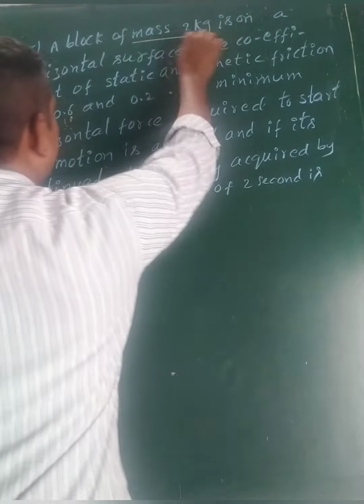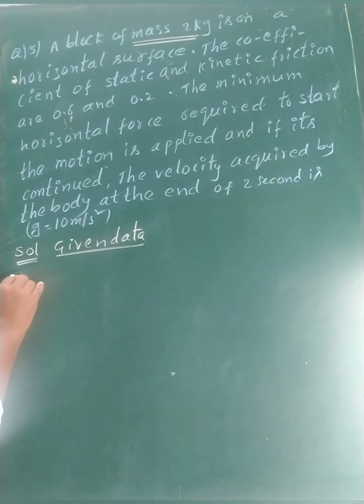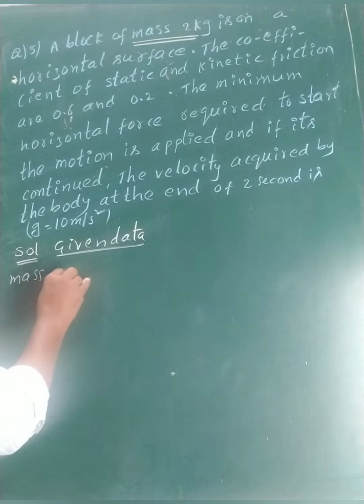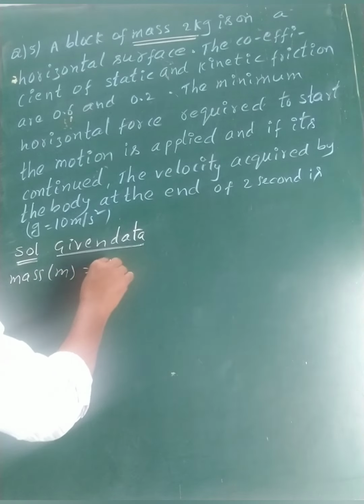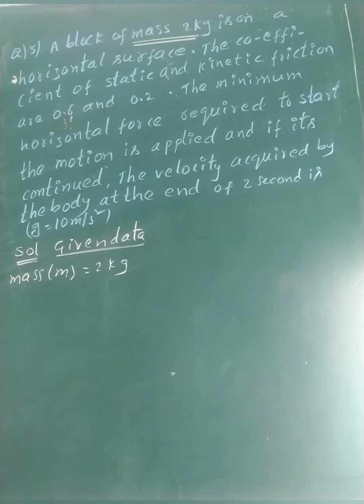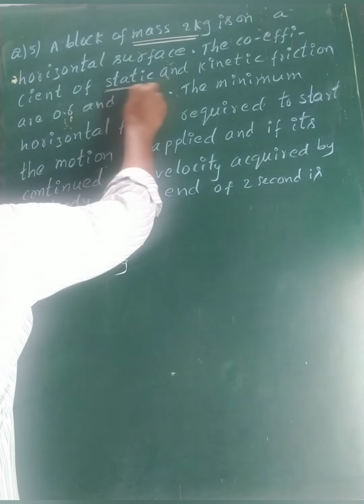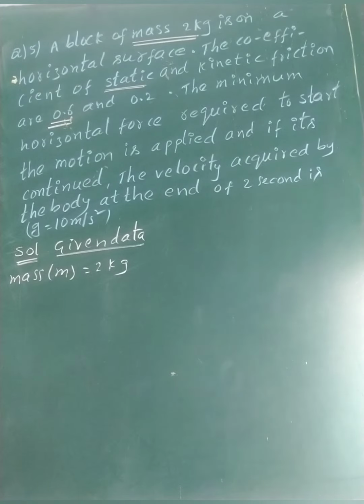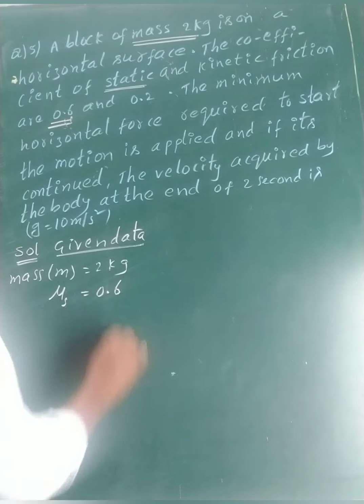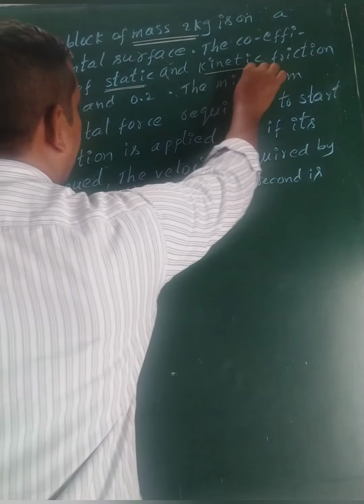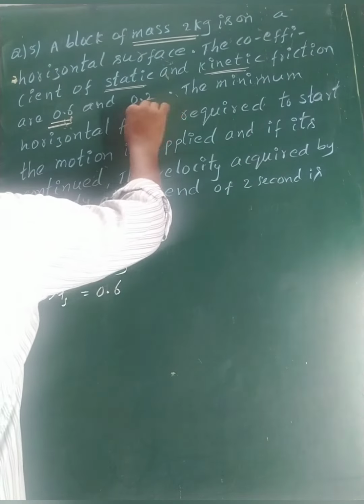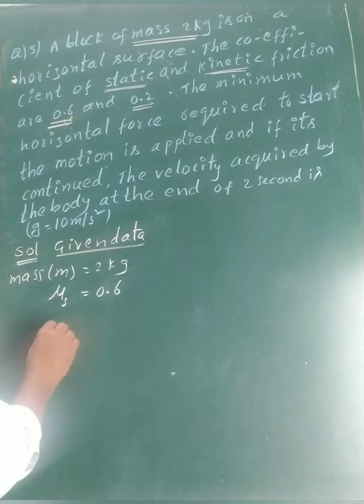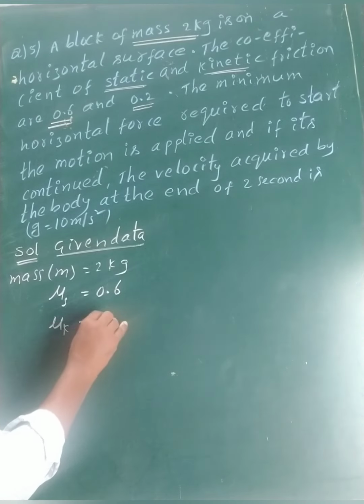First, the given mass m equals 2 kg. Next, static friction 0.6, which means mu s is 0.6, and kinetic friction 0.2, which means mu k is 0.2.